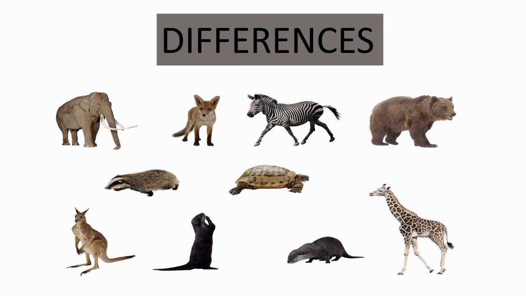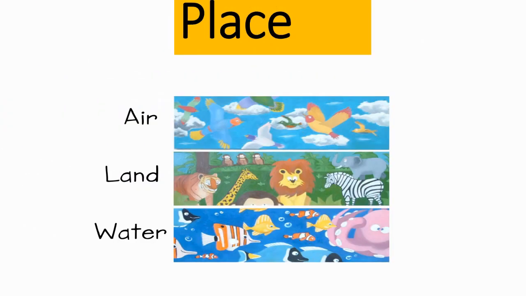Now, you saw kinds of animals. As different animals live in different places, each animal also has differences between them. Not all animals are the same. So, let's see the differences between them. The first difference between animals is the place where they live. We saw kinds of animals on this basis, that animals live on land, in water, and in air, and it is the difference between them.